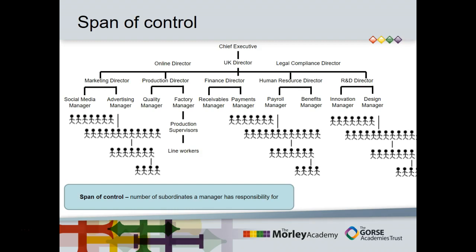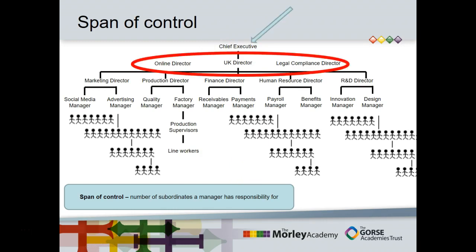Have a look at the chief executive in this organisation. How many subordinates do they have? What is their span of control? And when we're thinking about span of control, we're normally thinking about the people who directly work for them. Obviously the chief executive's span of control is everyone in the organisation, but when we're thinking about span of control, we think about the number of people you directly manage.